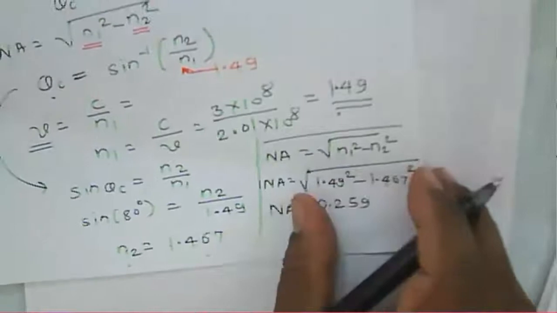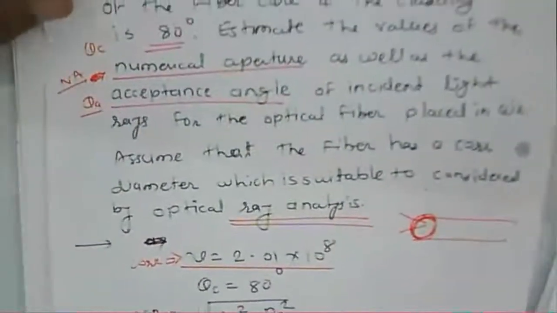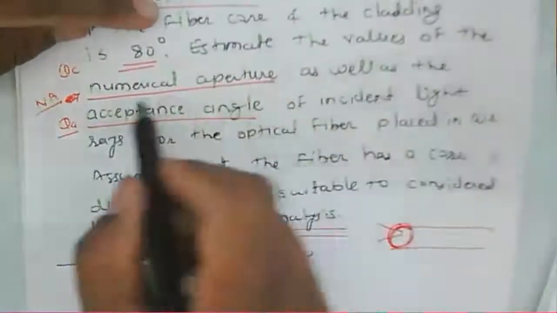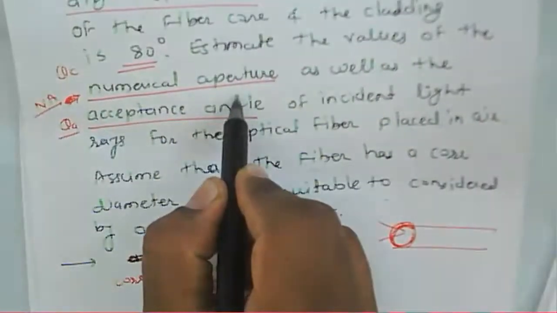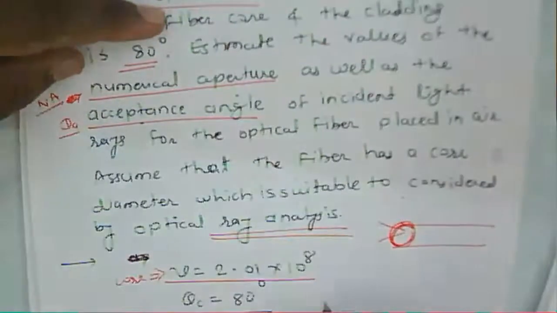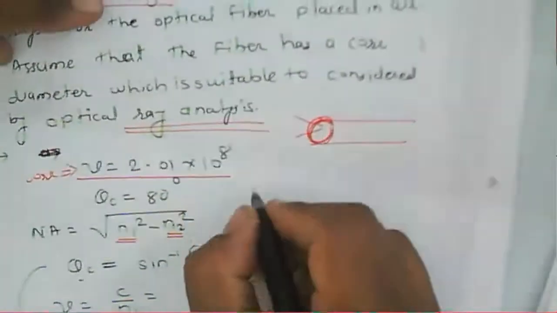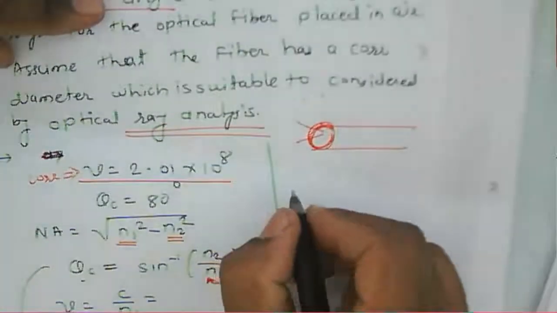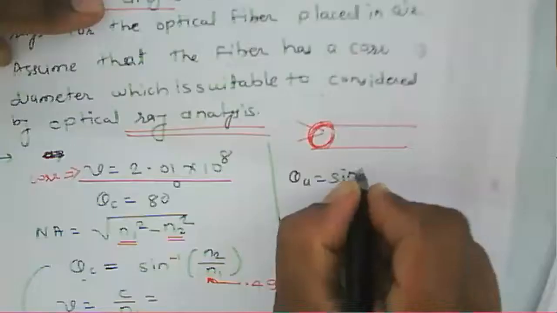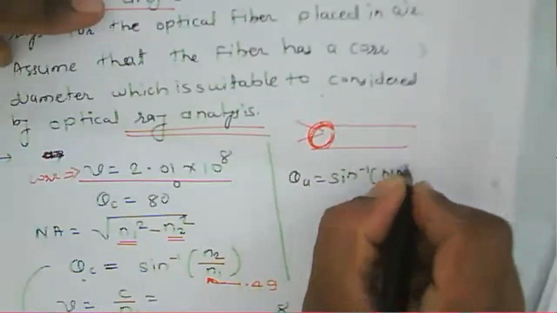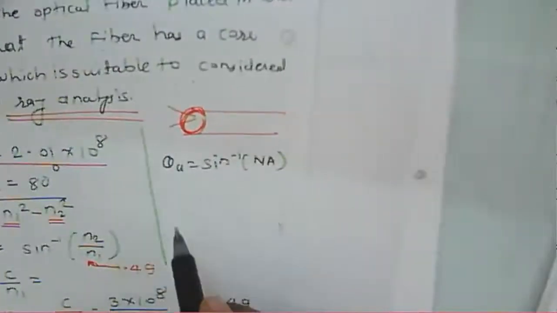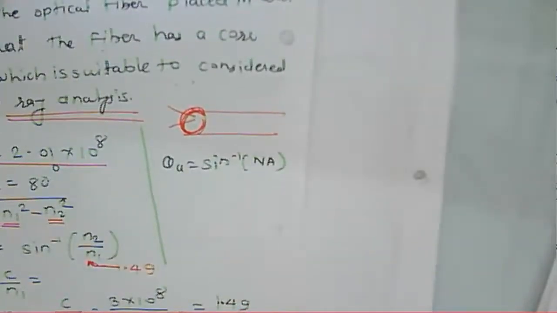Now here it is asking us to estimate the values of the numerical aperture. We obtained the numerical aperture value, and now the acceptance angle. What do we mean by the acceptance angle? The acceptance angle theta A is equal to sine inverse of the numerical aperture. Now we know the numerical aperture here.